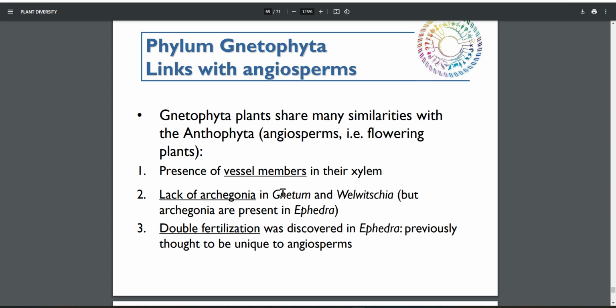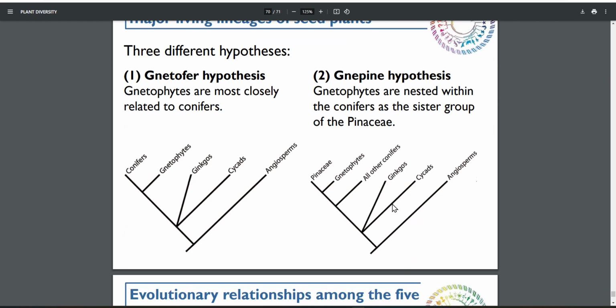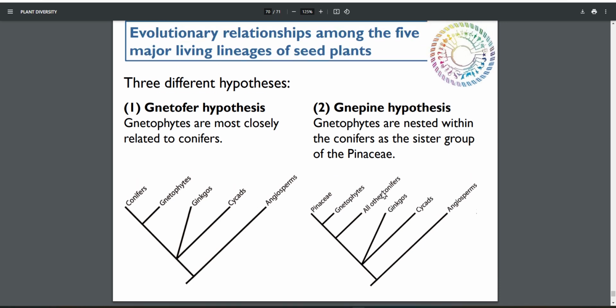Some do not have archegonia, like Gnetum and Welwitschia, which is a feature of angiosperms, and they have something called double fertilization, which is present in Ephedra. Originally, this double fertilization was thought to be unique to angiosperms. So there is an idea that maybe Gnetophyta is actually quite closely related to angiosperms. Okay, but there are still three hypotheses, which is quite crazy.